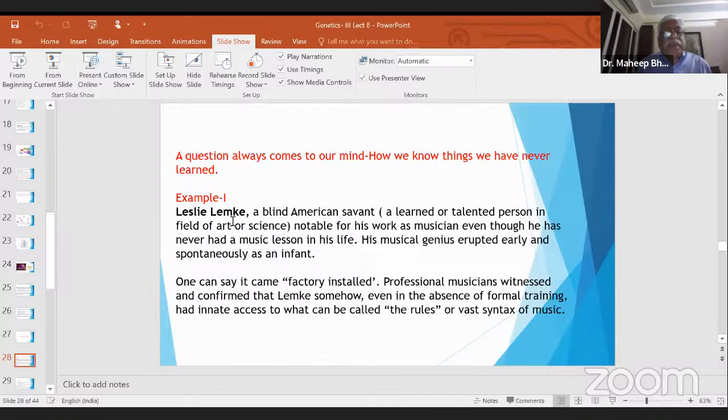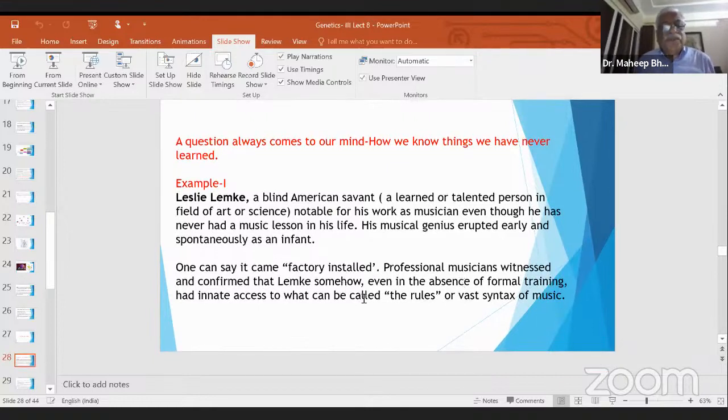One example is Leslie Lemke, who was a blind savant, a learned or talented person in the field of art or science, notable for his work as a musician, even though he never had a music lesson in his life. But he was a musical genius, erupting early and spontaneously as an infant. It means that although he had not learned music lessons in early life, even as an infant he was a musical genius and was able to play a large number of instruments. And later he became a professional musician. So maybe this kind of ability was installed in him when he was born or transferred from his parents.